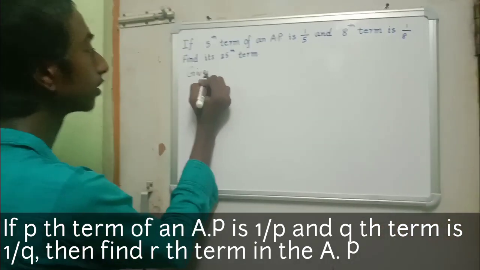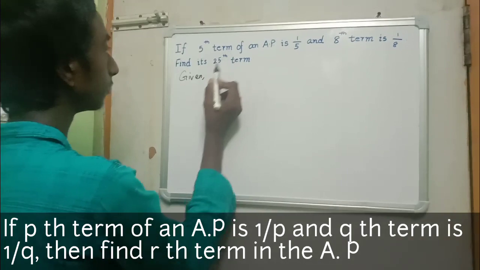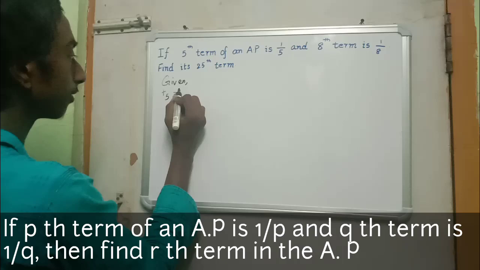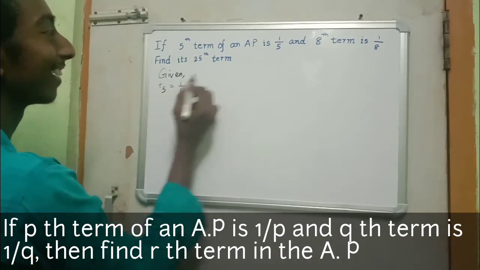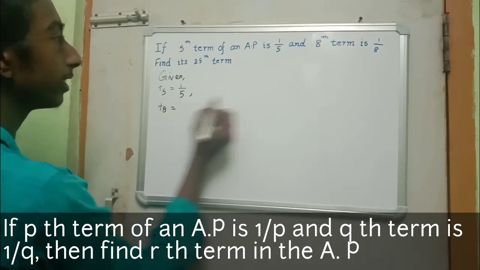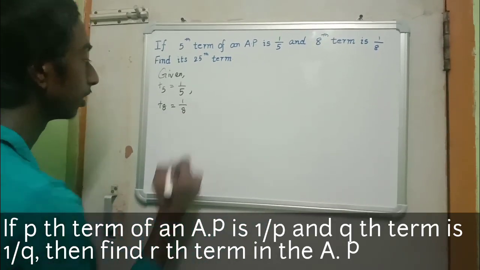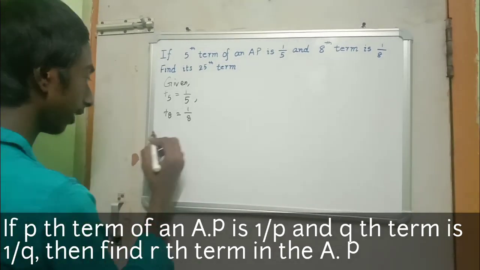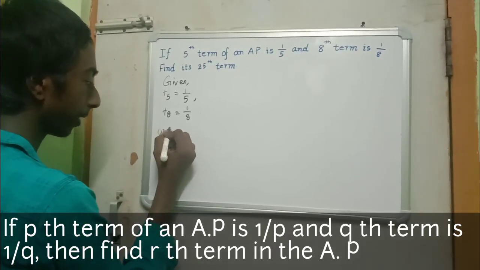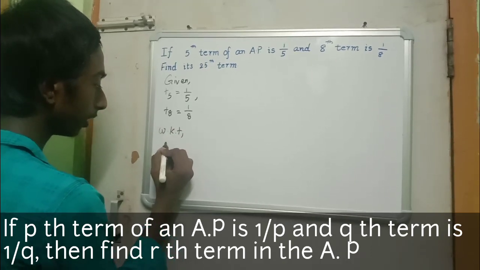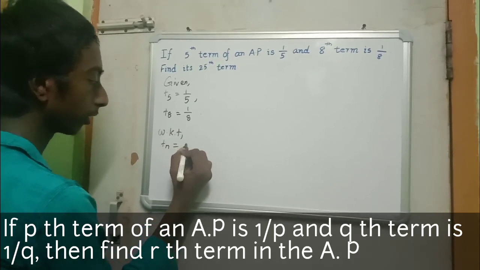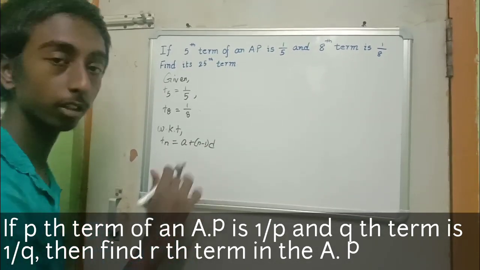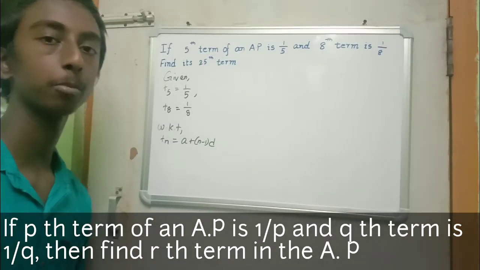Firstly we are solving the problem by the traditional method. Given: T5, the fifth term, is 1 by 5, and T8, the eighth term, is 1 by 8. This is what is given, and we know the formula for the nth term of an AP: Tn equals a plus (n minus 1) into d.